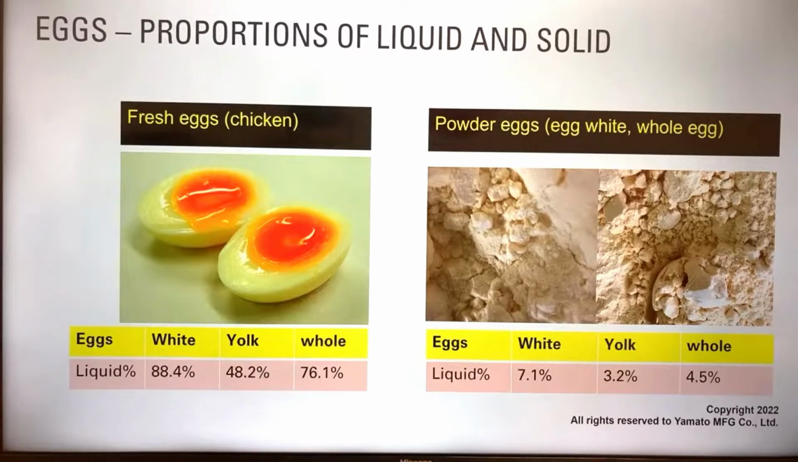So most of it is liquid, but you have to see that 23.9% of whole egg is considered a solid ingredient. So you have to calculate it and add that part to your solid ingredients.